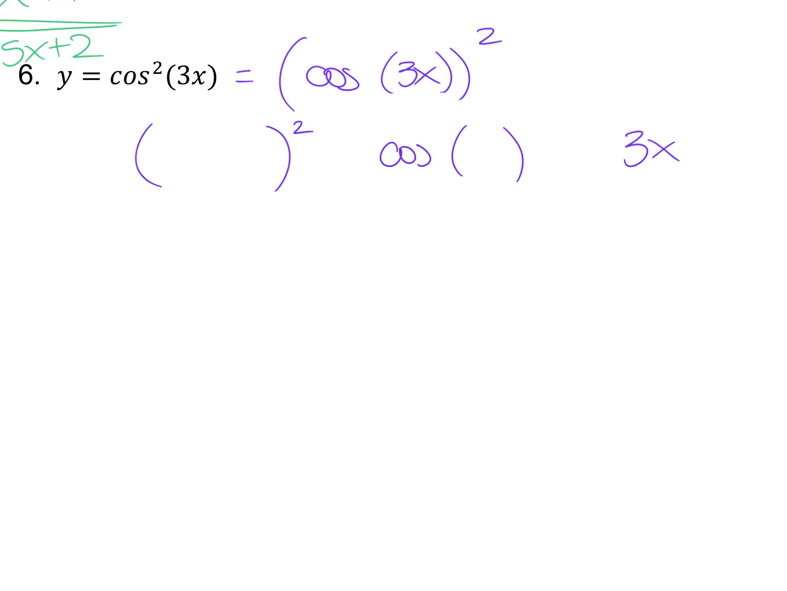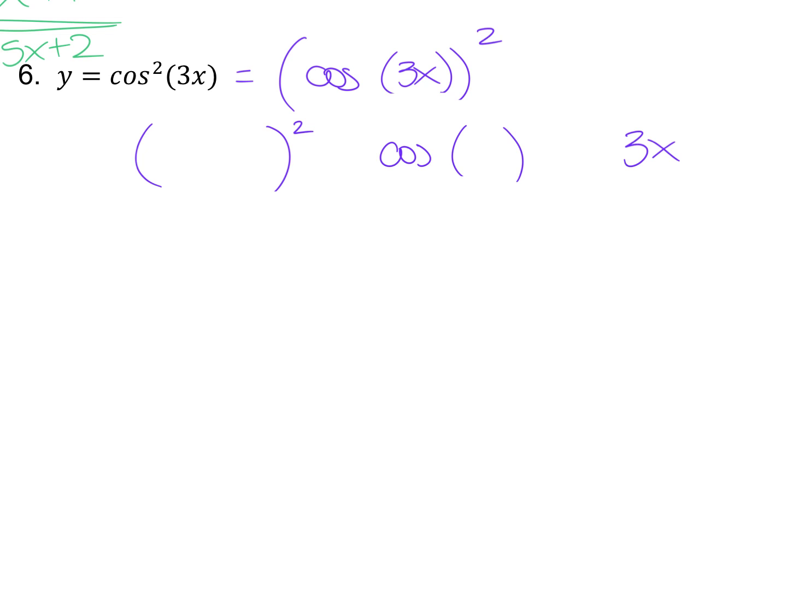Well, which one do you not think is a layer? I see cosine squared of 3x. Okay, well, you tell me, which two things do you see as the outside? Cosine squared. Cosine, do you know what the derivative of cosine squared is? It's not something we know.